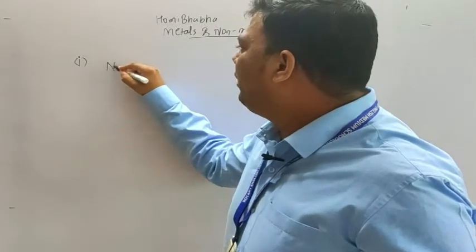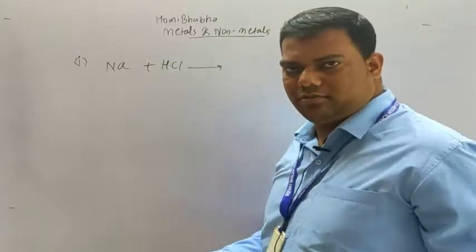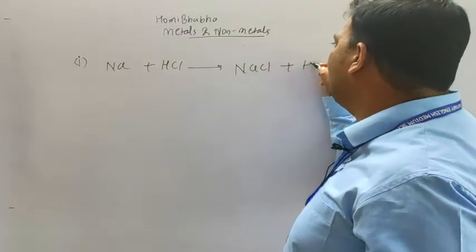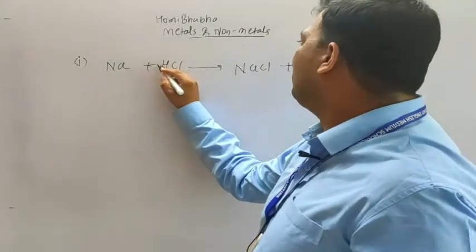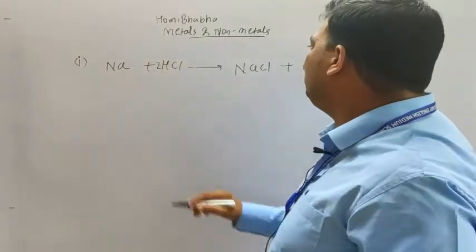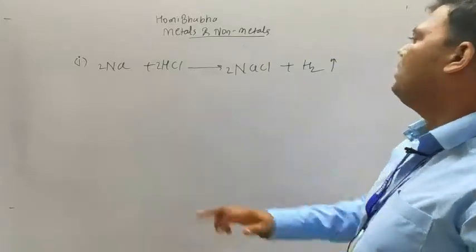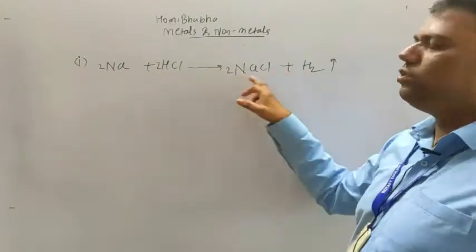See the first example. As you know, when Na plus HCl, what will you get? Obviously NaCl plus H2 gas. For balancing, you have to take 2 here, so here also 2. See, is your reaction balanced or not? 2 Na, 2 Na, 2 hydrogen, 2 hydrogen, 2 Cl, 2 Cl.